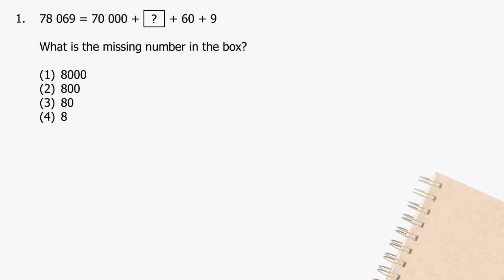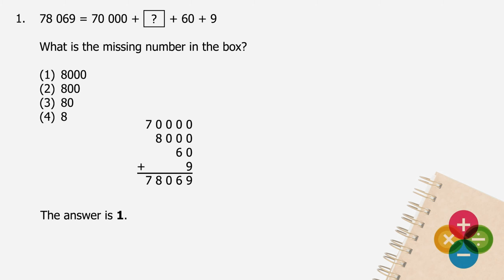Question 1. 78,069 is equal to 70,000 plus blank plus 60 plus 9. What is the missing number in the box? 78,069 is equal to 70,000 plus 8,000 plus 60 plus 9. The answer is 1.